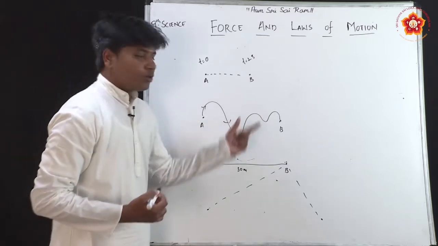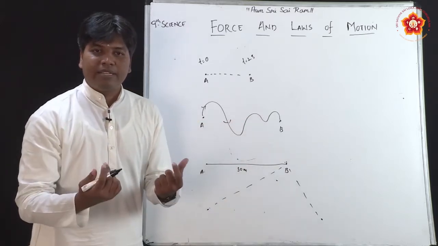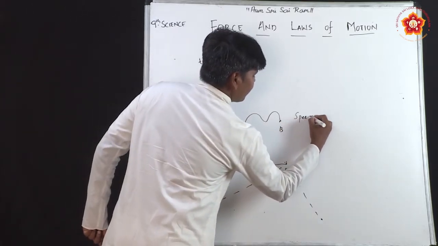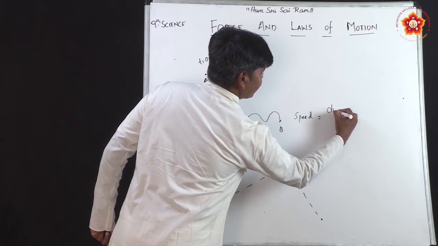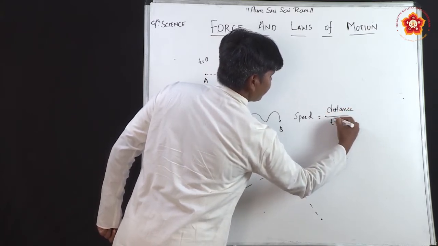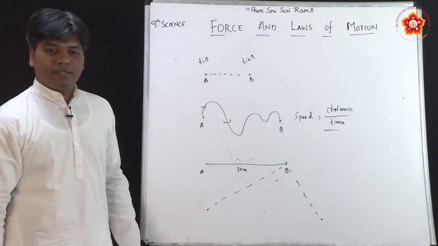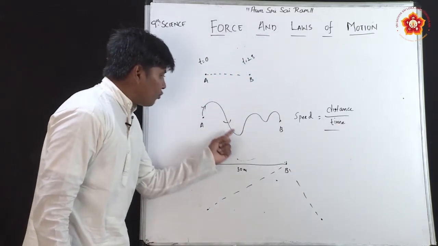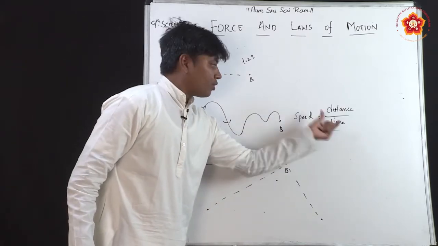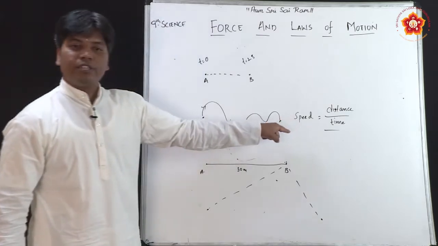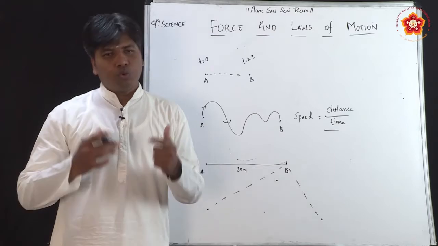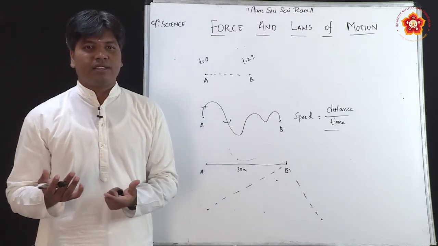If you want to go fast, what happens? Your time taken will be less. So speed can be defined as distance by time, right? This much ground you are covering in how much time? The time you know. So the ratio of these two will give you the speed, and this is a scalar quantity as well, because it only tells you how fast it is moving.